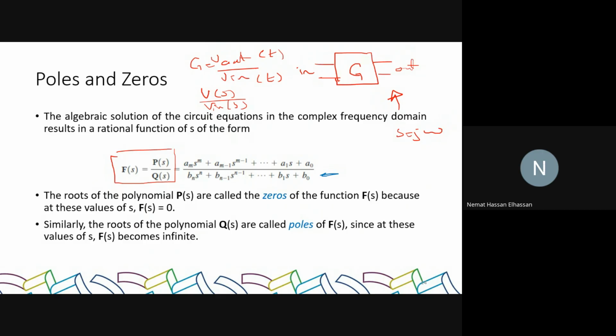And it's easy to find them because you'll take this equation, equate it to 0, and then solve for s. This will give you zeros. And then you'll take this equation in the denominator, equate it to 0, and then solve for s. This will give you s values for the poles. We call these poles and zeros.